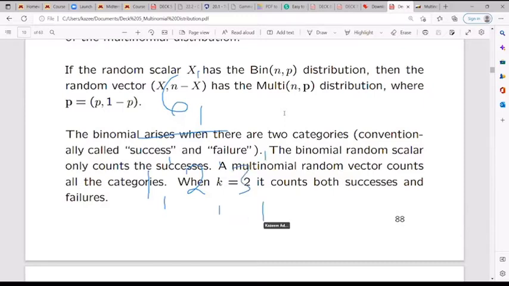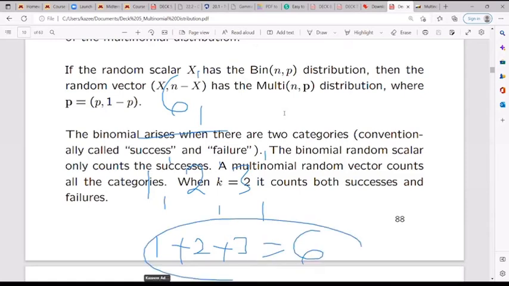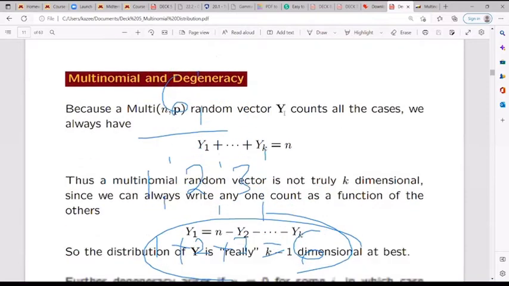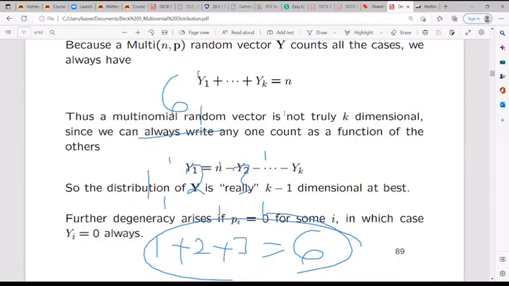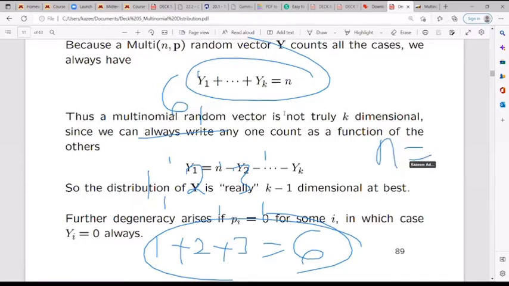You know what I mean? When I had 1, 2, 3, that must be equal to 6. And that is what I'm trying to say right here. Adding y1 to yk, that would be equal to n. Don't forget in the last example, n equals 6. And by the time you add each of these up, that should be equal to 6.